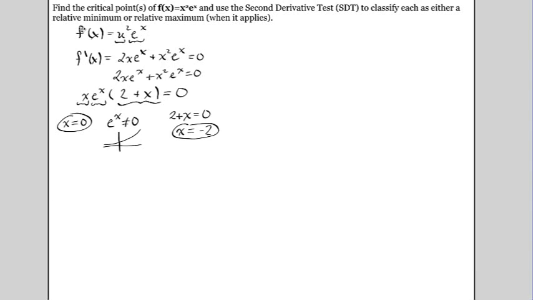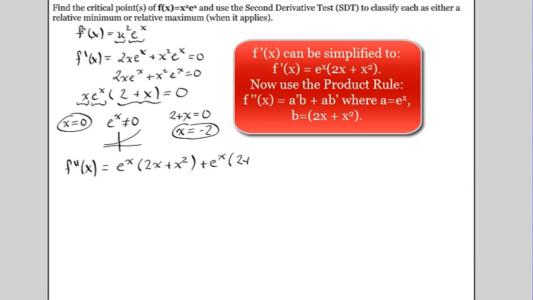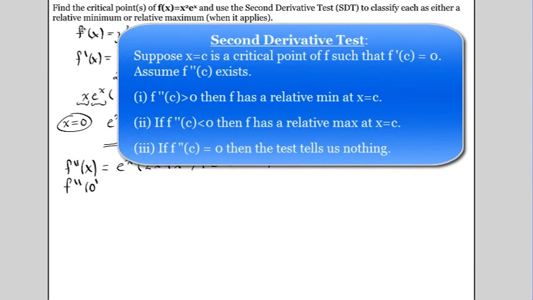Now that we have both critical points, let's compute the second derivative of f of x. F double prime of x equals e to the x times 2x plus x squared, plus e to the x times 2 plus 2x. And I'll leave that to you to verify. Then f double prime of 0 equals 2. This is positive, which means that x equals 0 is a relative min.